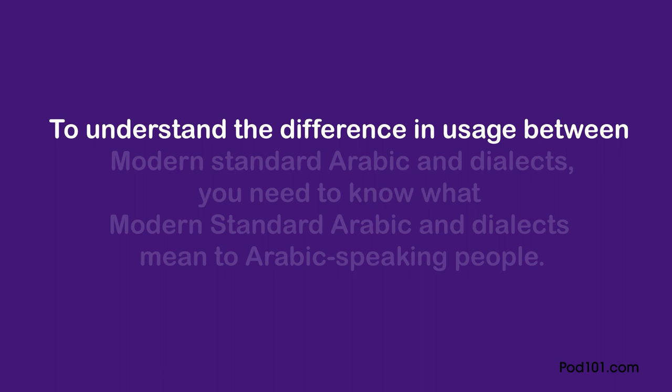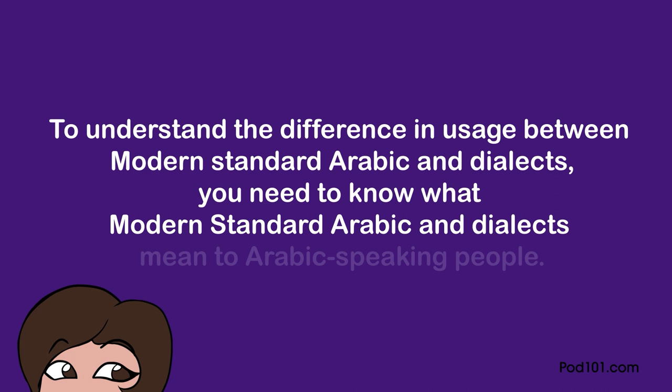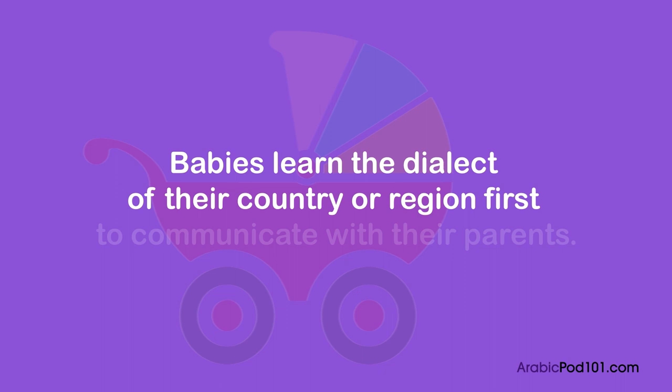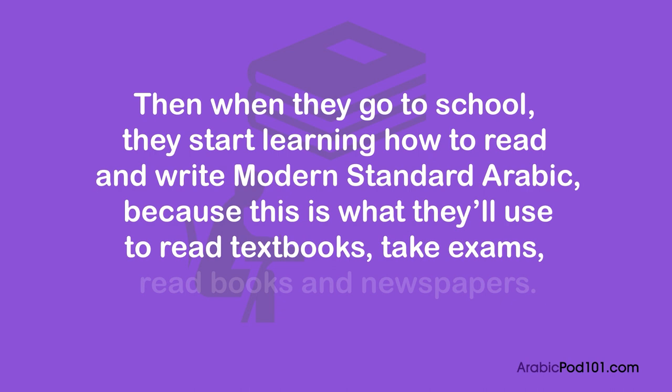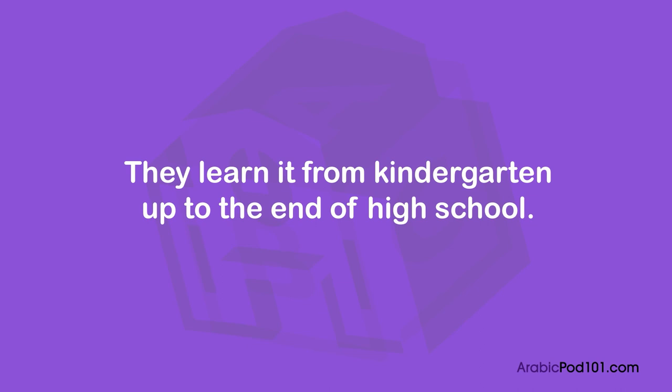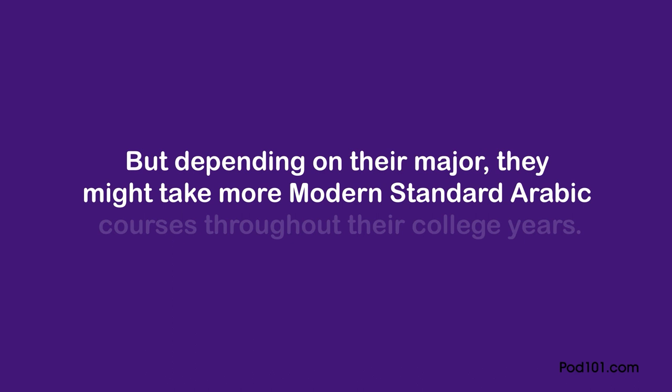To understand the difference in usage between modern standard Arabic and dialects, you need to know what modern standard Arabic and dialects mean to Arabic-speaking people. Babies learn the dialect of their country or region first to communicate with their parents. Then, when they go to school, they start learning how to read and write modern standard Arabic, because this is what they will use to read textbooks, take exams, read books and newspapers. They will learn it from kindergarten up to the end of high school.